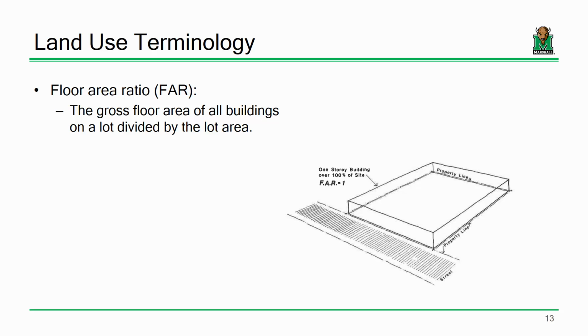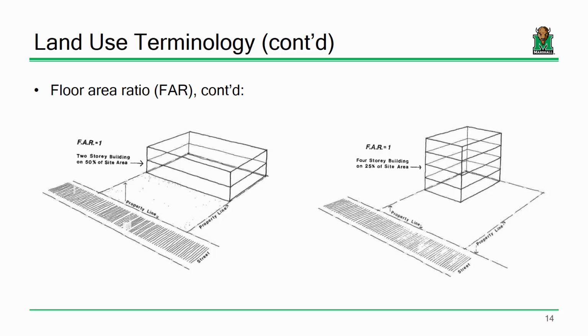I could also meet a floor area ratio of 1 by doing this. I could say, well, let's build on only 50% of the property, but let's put 2 stories. That's a floor area ratio of 1. Same thing over here, a 4-story building with 25% of the floor area. Does that make sense? Okay, that's important because certain zones will only allow certain maximum gross floor areas on their site. And it just depends, you know.